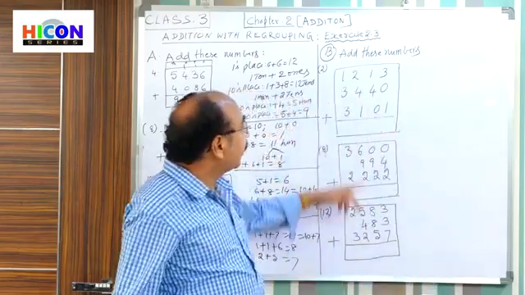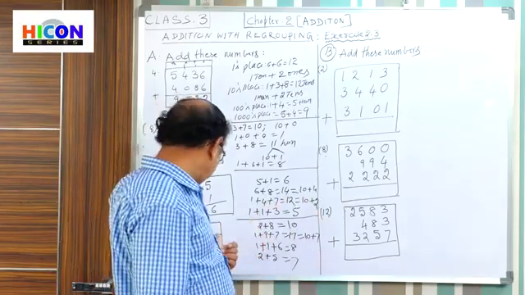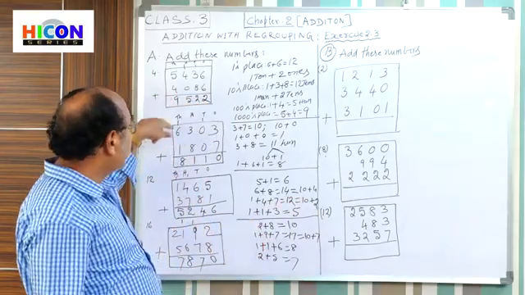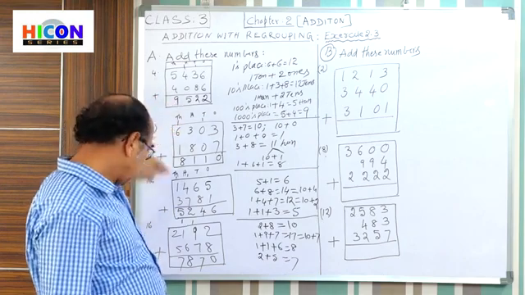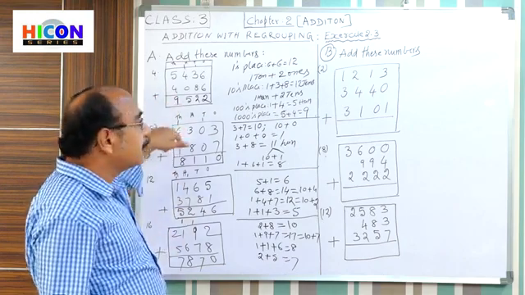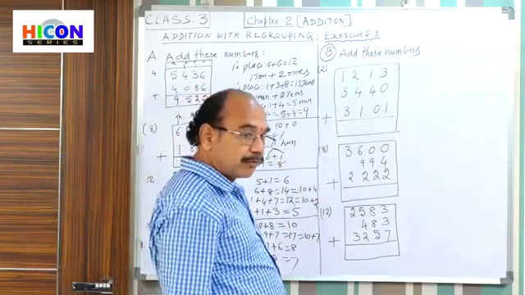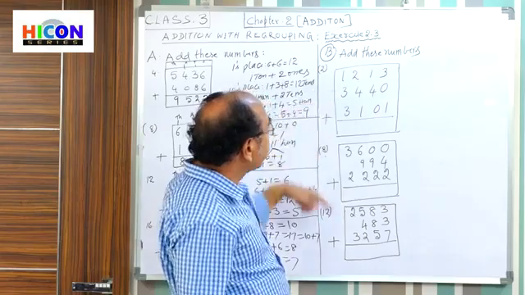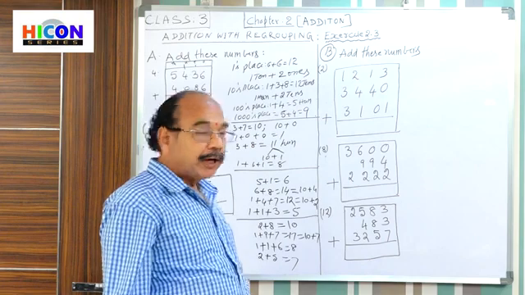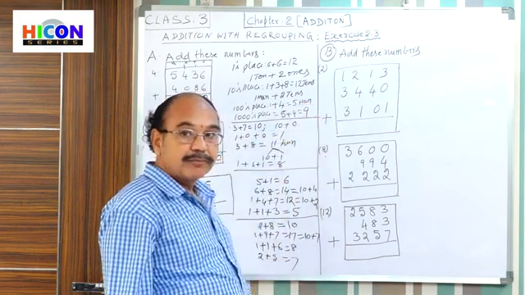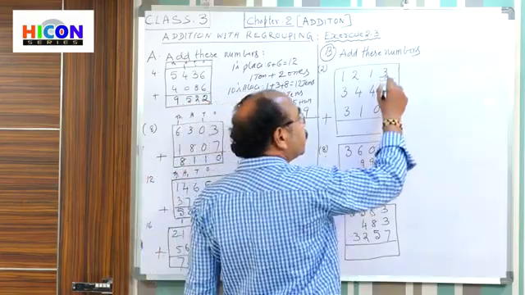Now come to B. Add these numbers in the same way. But here in all these 4 digit numbers, both the numbers are 4 digit numbers. Result is also a 4 digit number. Yes, add these numbers now. 3 numbers are there. The 3 numbers are written one below the other. Now do addition. First add the units digits.